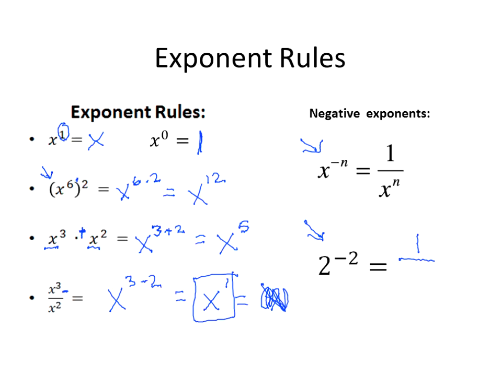So remember, we're going to put a 1 on top, and then we're going to have 2 squared, or 2 to the positive 2. And in this case, 2 squared would be 2 times 2, which is 4. So 1 over 4. So that's how we would solve that there.